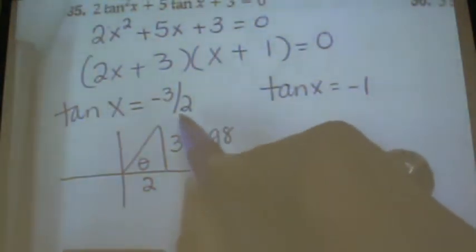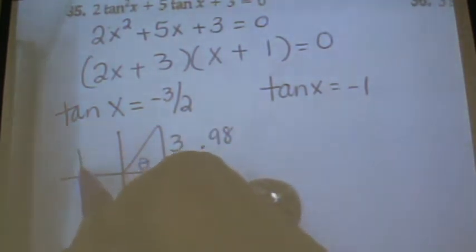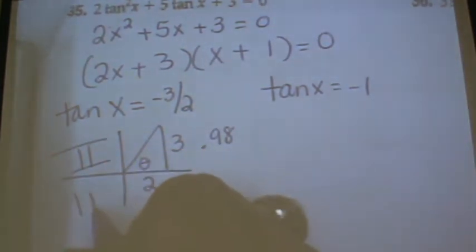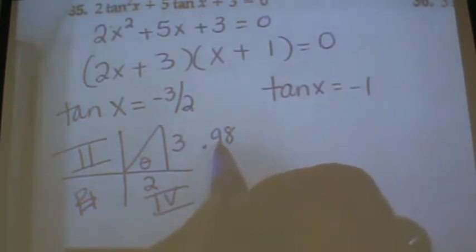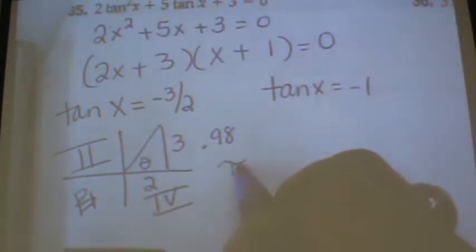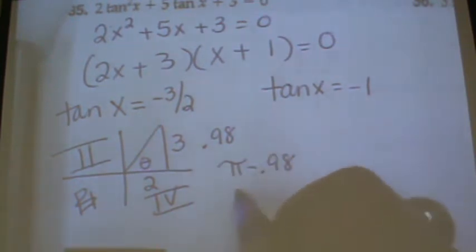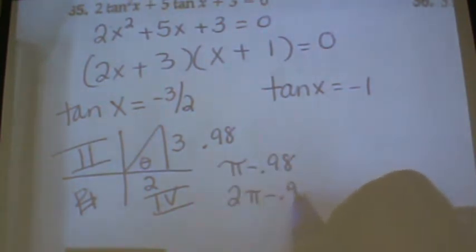But that's not the answer, because where is tangent negative? 2 and 3. No, not 2 and 3, 2 and 4. So what you do to put this angle in this quadrant, it's pi minus 0.98 and 2 pi minus 0.98.